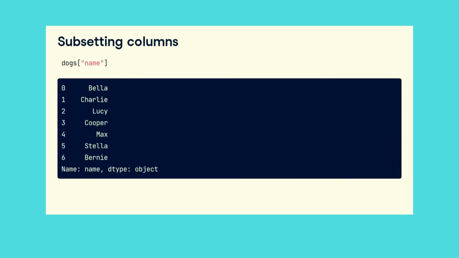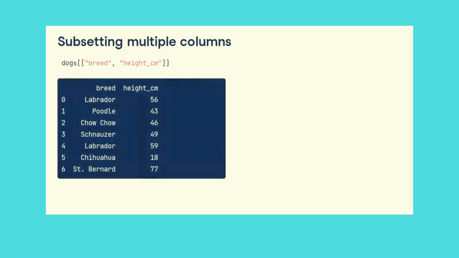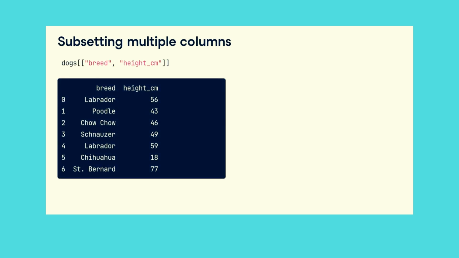We may want to zoom in on just one column. We can do this using the name of the data frame followed by square brackets with the column name inside. Here we can look at just the name column. To select multiple columns, you need two pairs of square brackets.